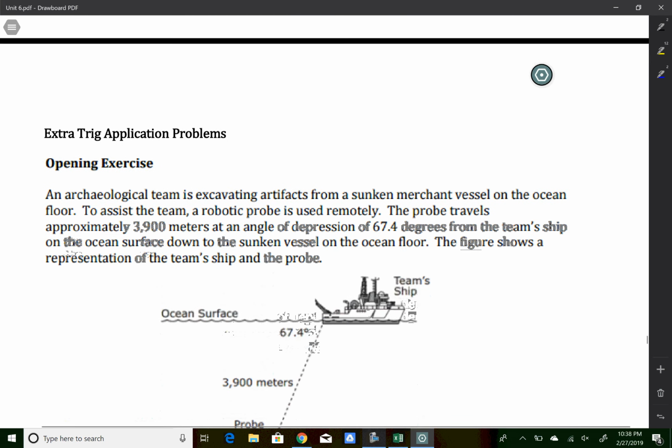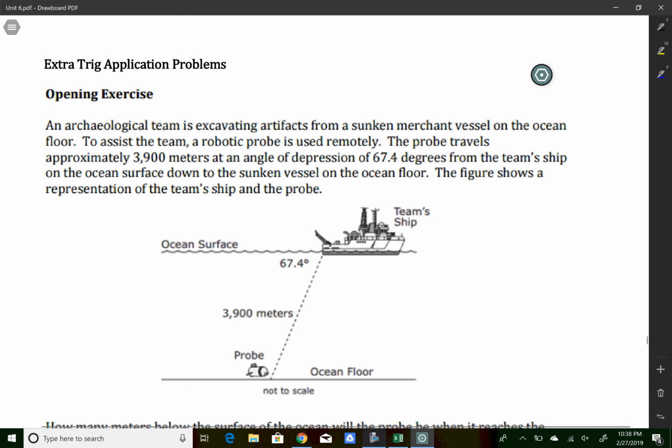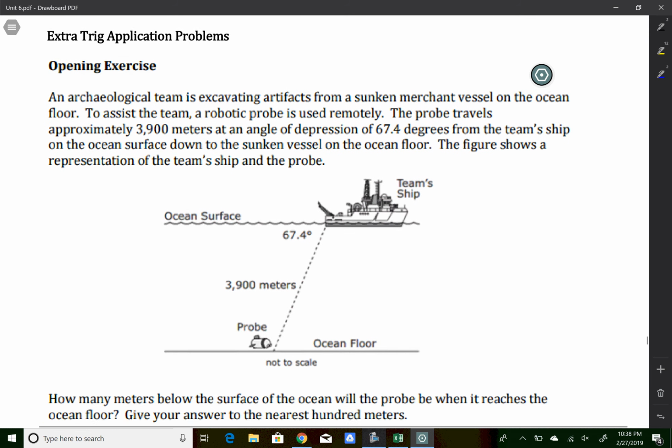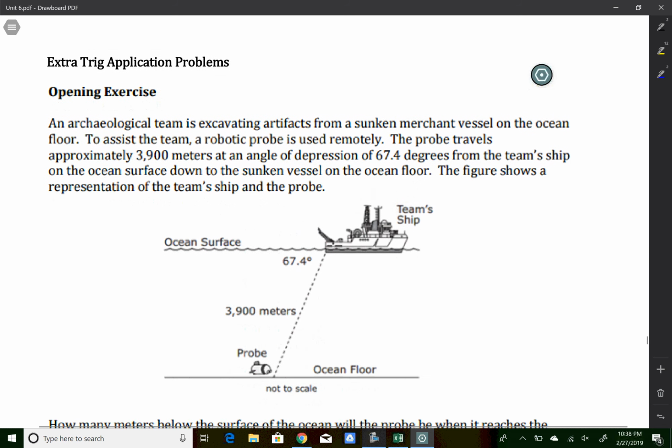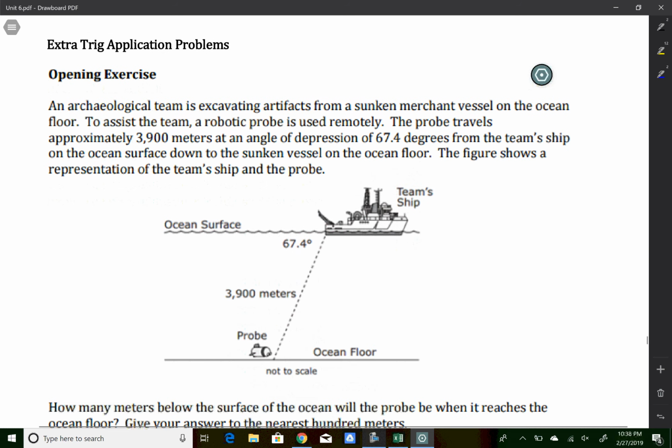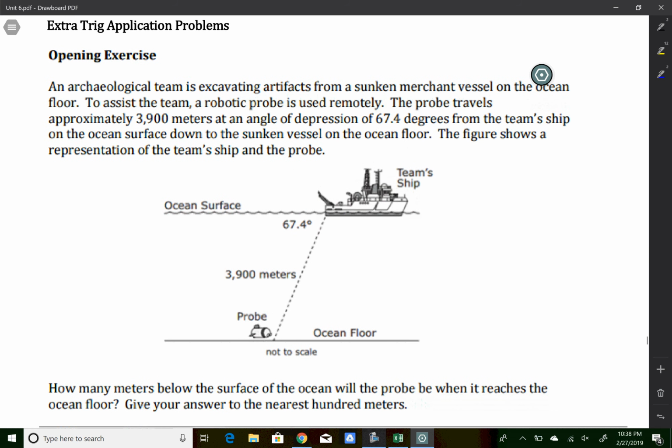All right, so moving right along here. Like I said, this is going to be over the course of a couple days, so this is all not going to be one lesson. If this is not your homework assignment, you can pause the video or go back to it tomorrow, that's fine. So the next question here talks about some extra trig application problems.